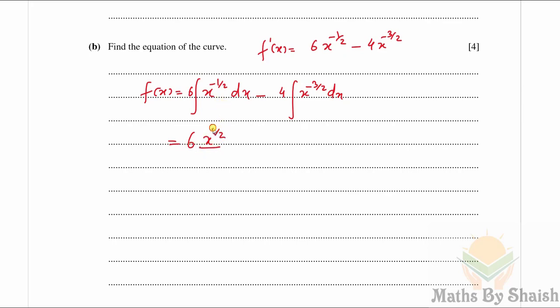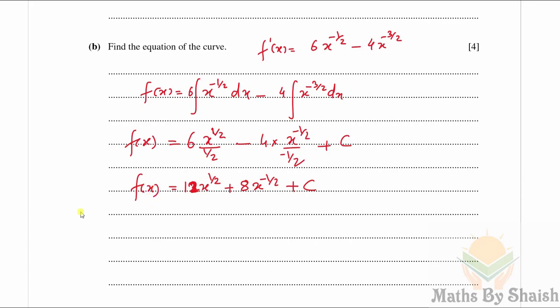Dividing, 1 by 2 minus 4 times x to the power minus 3 by 2, plus 1 is x to the power 1 by 2 minus 1 by 2, x to the power minus 1 by 2 upon minus 1 by 2, and plus constant of integration, f of x. So we'll solve it. It is 3x to the power 1 by 2 plus 4 2s are 8. Sorry, it is 6 2s are 12, and here 8 x to the power minus 1 by 2 plus constant of integration.